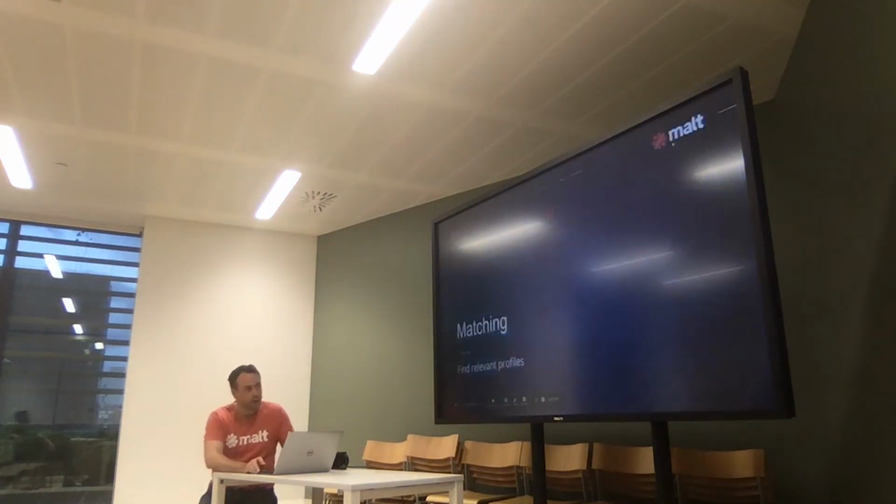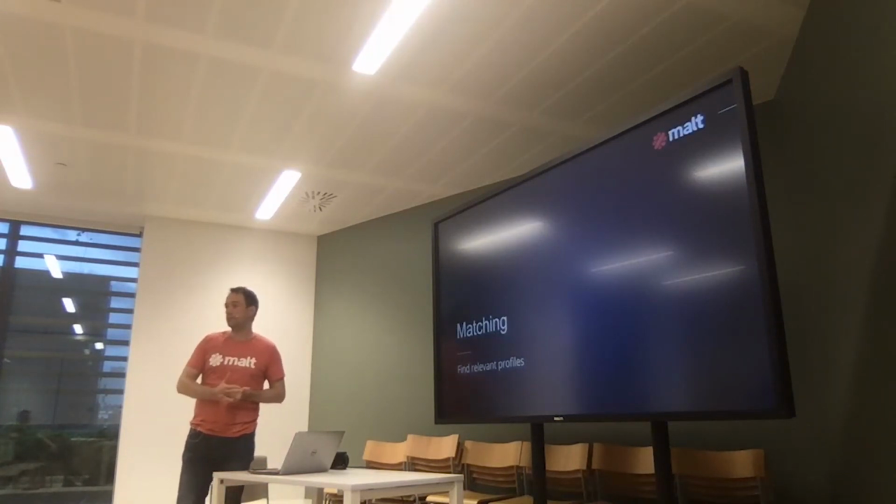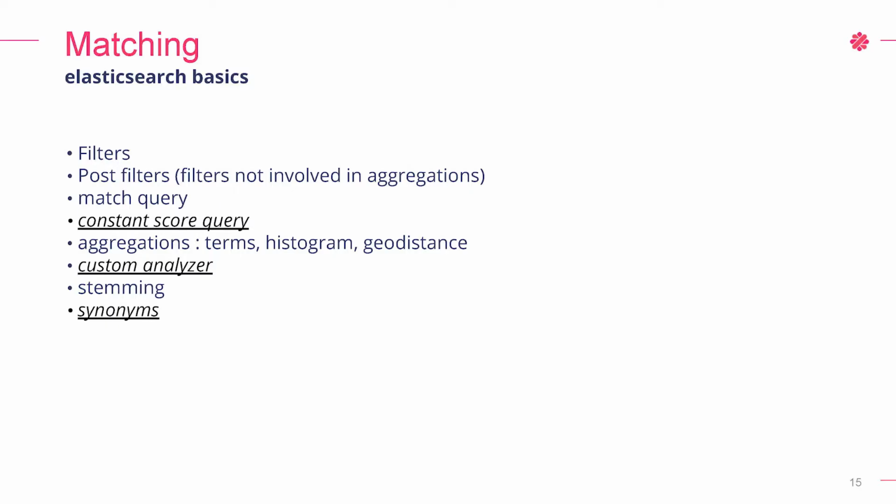Okay, so as I said, the first phase is how to retrieve the relevant profiles for me, starting from the words that I type in the field. There are a lot of things that you already know, I think: filters, spot filters, match query. But I want to have a short focus on the three different things underlined here: constant score query, custom analyzer, and synonyms.